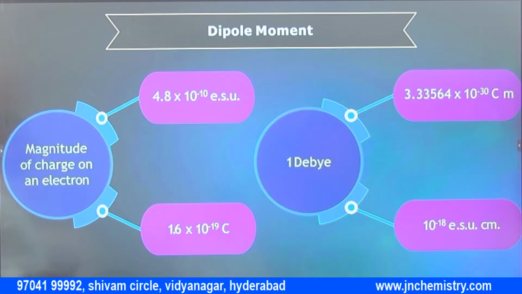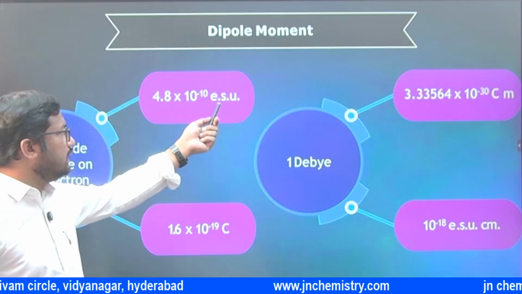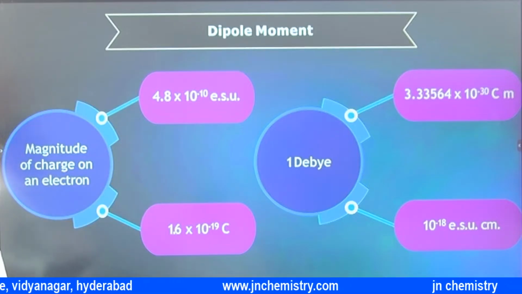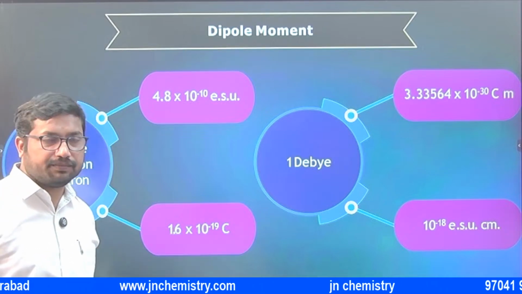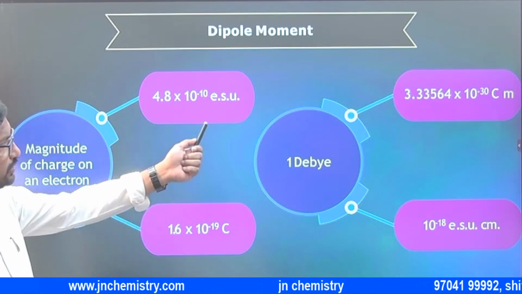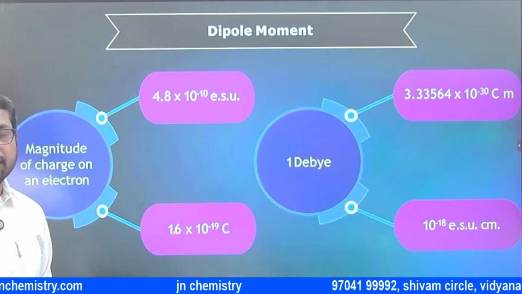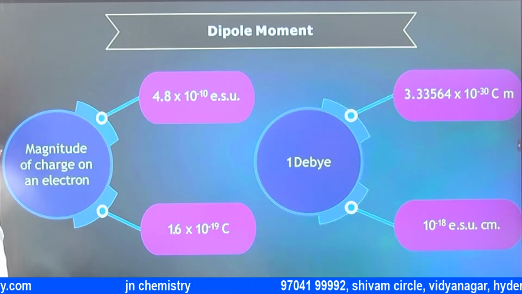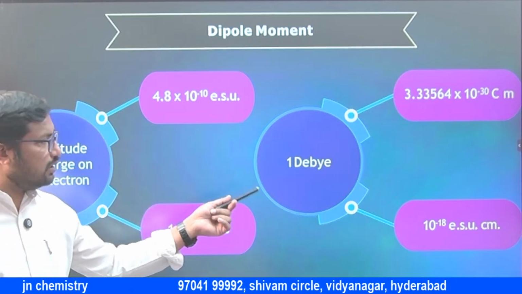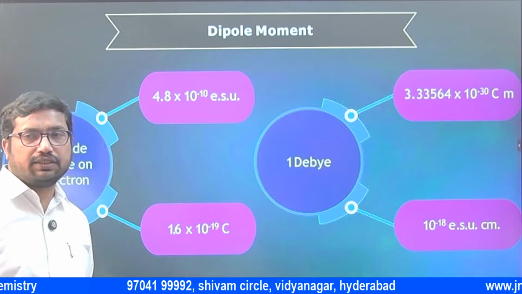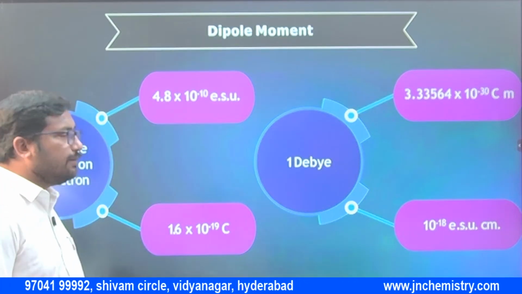So the charge of an electron is 4.8 into 10 to the power of minus 10 electrostatic units, which is 1.6 into 10 to the power of minus 19 coulombs. 1 Debye equals 3.33564 into 10 to the power of minus 30 coulomb meter, and this is in electrostatic units centimeter. So while solving, sometimes in the numerical cases.